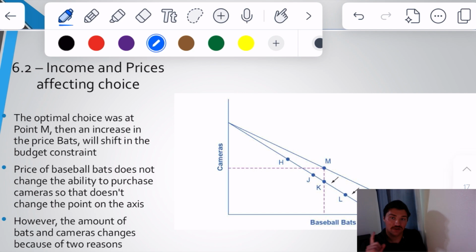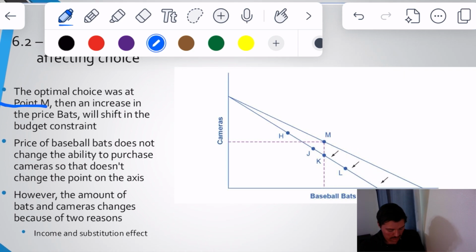Now, prices can also change the budget constraint. So let's say point M is your optimal choice for baseball bats and cameras. If the price of a baseball bat does increase, this does not change your ability to purchase cameras. Right here, the most amount of cameras you can buy stays the same. So we do not change the point on the axis because the price of the baseball bats changes, but because they are more expensive, you do shift the budget constraint on how many baseball bats they can buy. Okay, so this is how price changes your budget constraint.